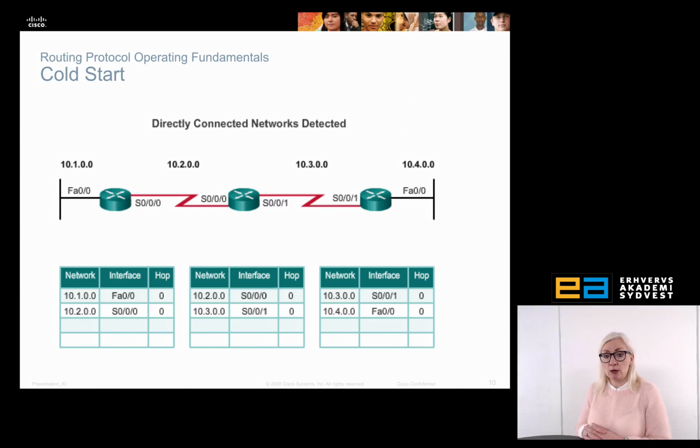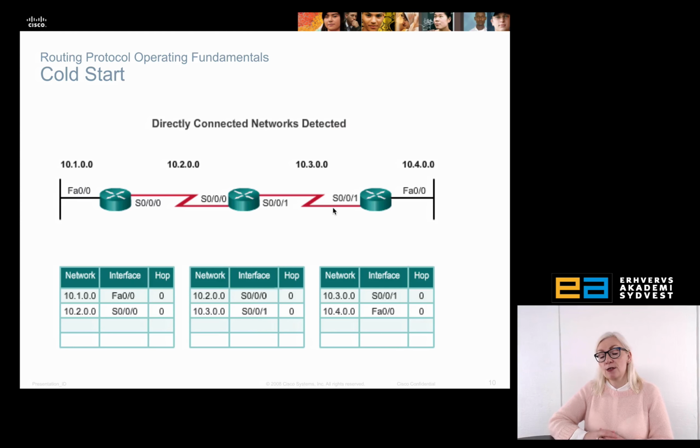So let's have a look at a very small setup, where we have 3 different routers. When we start them up, they will know their own directly connected networks. So the first router will know the networks 10.1.1.0 and 10.2.0.0, because they are directly connected. The router here will not know anything about the network over here, because it's not directly connected. So all 3 routers now know their directly connected networks.